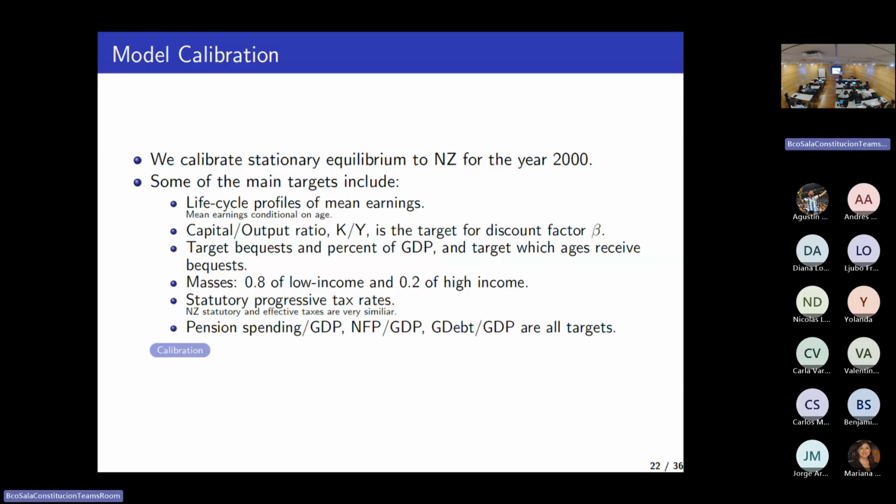We calibrate the model's stationary equilibrium to the New Zealand data for the year 2000. Some of the main things that we're targeting here: we're getting the life cycle profile of mean earnings, and we're getting the capital output ratio. If you think about the formula for the interest rate here, R equals the marginal product of capital, it essentially tells you two things matter for R. One is alpha, which is the capital share of income, and the other one is the capital output ratio. So we get them both to target the data and try to get K over Y and alpha to be roughly correct. Alpha, by the way, the capital share of income in New Zealand, is pretty high. It's actually 41, 42%, substantially higher than most countries.